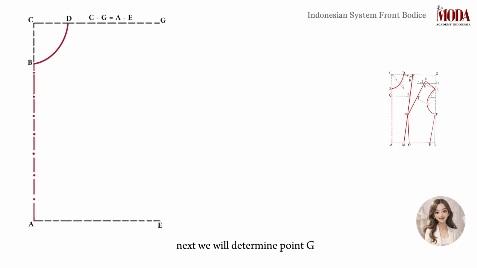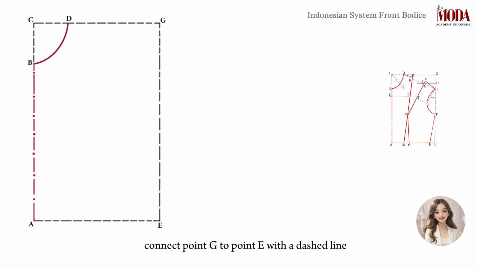Next, we will determine point G. Locate point G on the horizontal line from point C. The distance from C to G equals the distance from A to E. Connect point G to point E with a dashed line. From point E, measure upward to locate point F. This distance equals the side length.